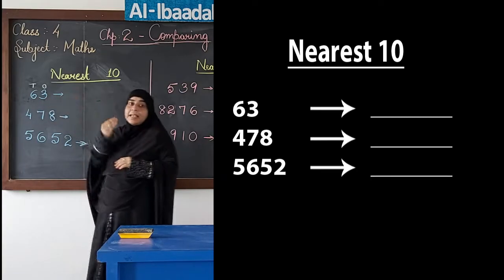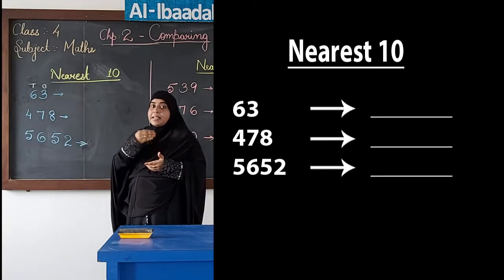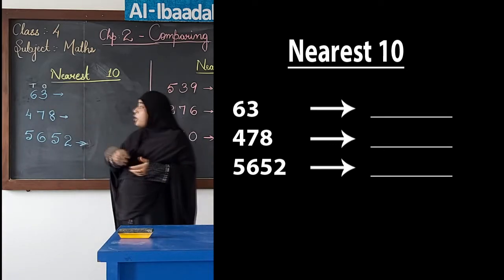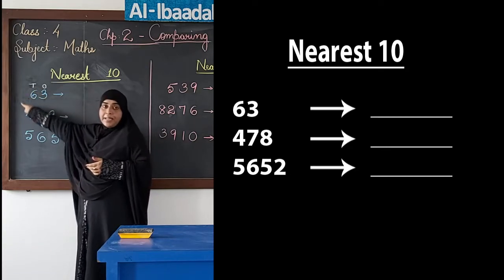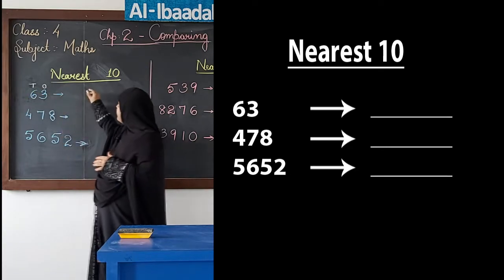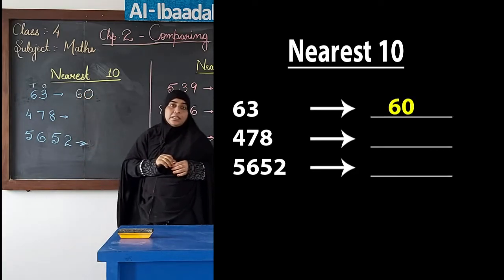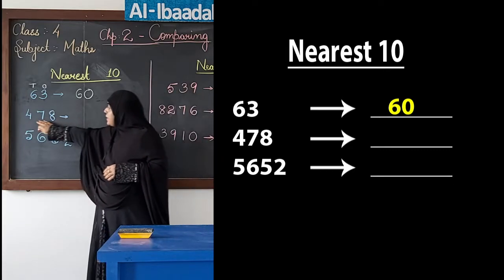Now 3 is less than 5. So the tens remains the same. Okay, so the tens will be 6 itself, and the nearest 10 to 63 is 60. Now let us try our next number.